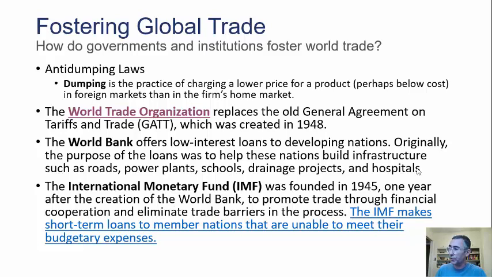Right after World War II, 1945 is the end of World War II, one year after the creation of the World Bank, the IMF was created to promote, through financial cooperation, the elimination of trade barriers in the process. They make short-term loans to member nations that are unable to meet their budgetary expenses. So the difference here is that the IMF is designed to help along usually developed countries who are struggling.